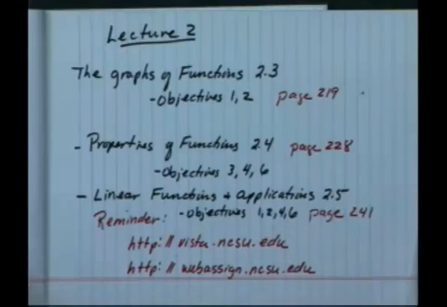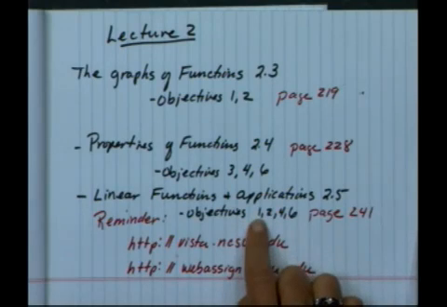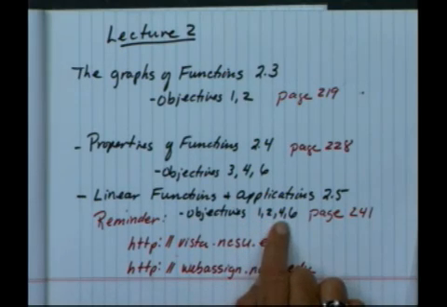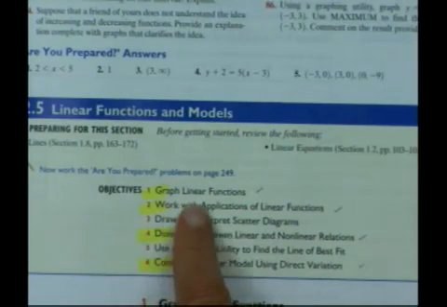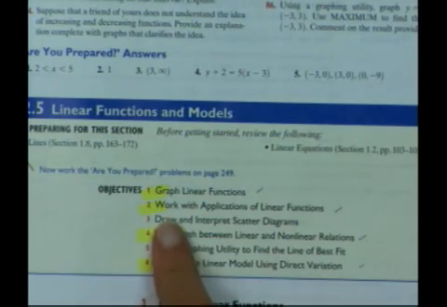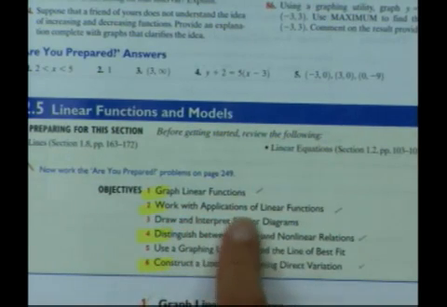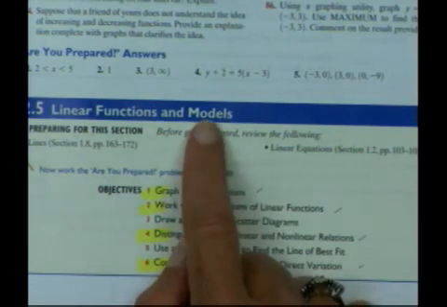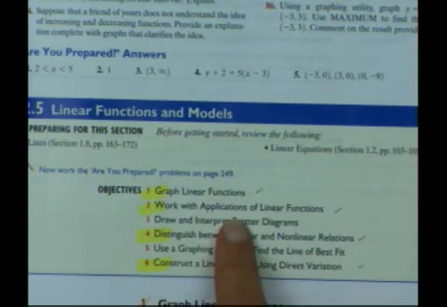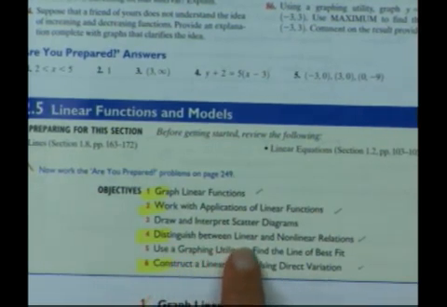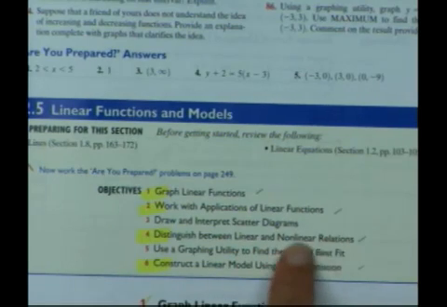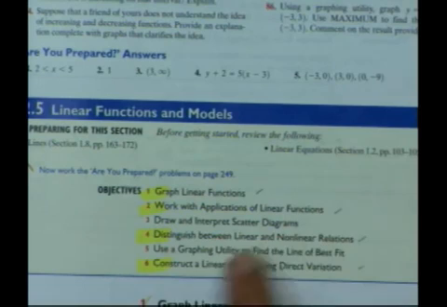Okay, and then I hope that we get to 2.5 today. We're going to make every little effort to get there sometime. 2.5, I'll go ahead and we're going to look at objectives 1, 2, 4, and 6. And the reason I think we'll do fine there is because I think you've done this for many years. Graph a linear function. Then we want to look at some applications of linear functions. Your book has a tendency to call those models. They're applications. And we want to distinguish between linear and non-linear relations. How do you recognize linear?